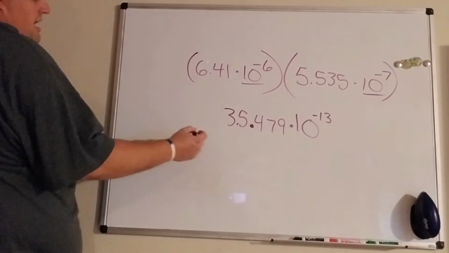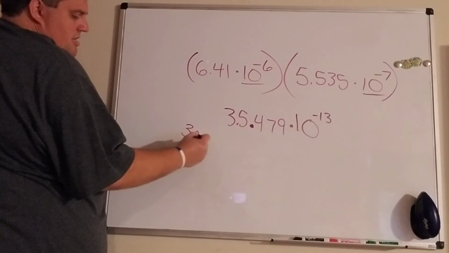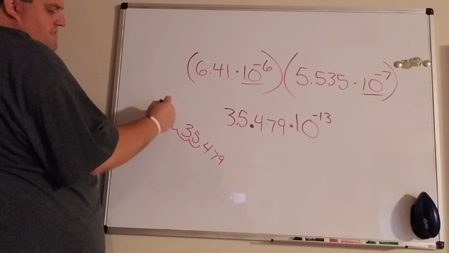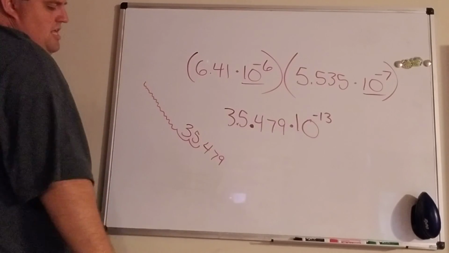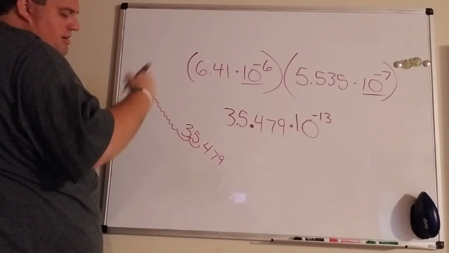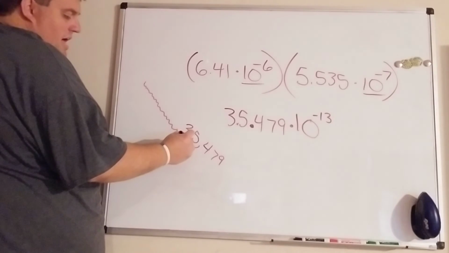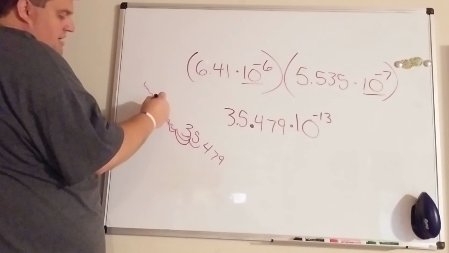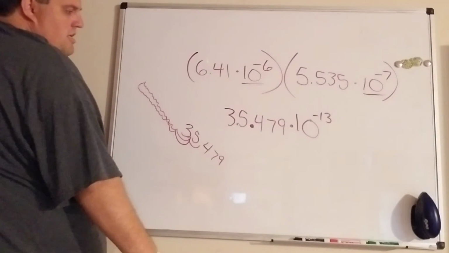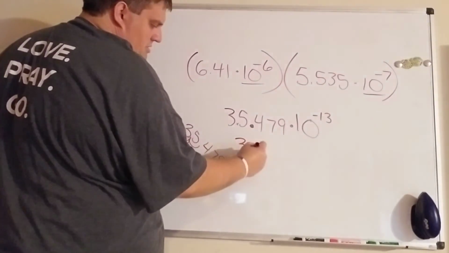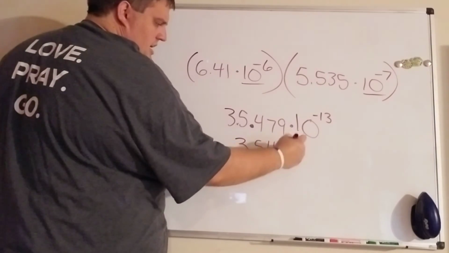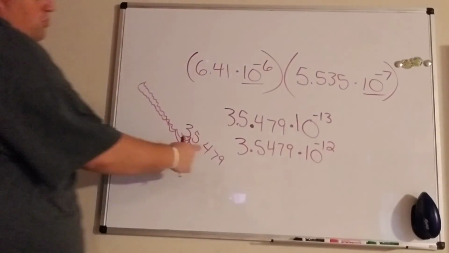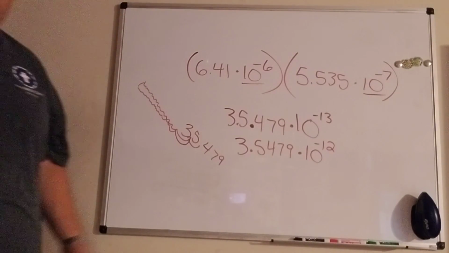So I'm going to do the same thing I did before. 35.479. This is going to move 13 times. 1, 2, 3, 4, 5, 6, 7, 8, 9, 10, 11, 12, 13. But I really want it to be here. So if I move it from there, now I'm going to move it one less time. So it's going to go 1, 2, 3, 4, 5, 6, 7, 8, 9, 10, 11, 12. So when I move my decimal, 3.5479, this is going to turn into times 10 to the negative 12th. And now I'm only moving it 12 spaces instead of 13.